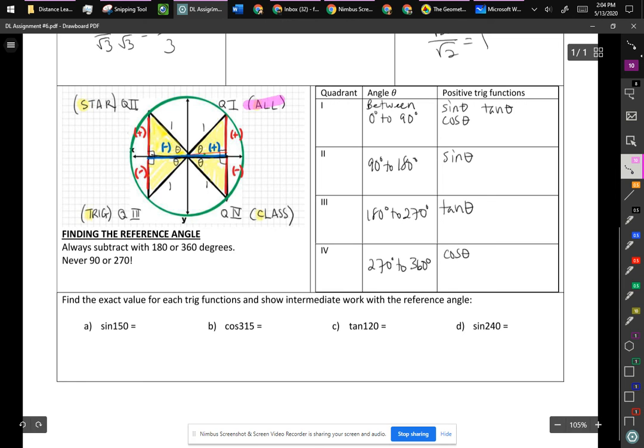All stands for everything is positive, right? Sine, cosine, and tangent, they're all positive here in quadrant 1. Star represents sine because only the sine function is positive. Cosine and tangent are negative there. Quadrant 3, only tangent is positive because sine and cosine are both negative. And again, tangent is opposite over adjacent. So negative over negative gets me positive. So only tangent is positive in quadrant 3. And in quadrant 4, cosine is positive because this blue line is positive and the red line is negative.